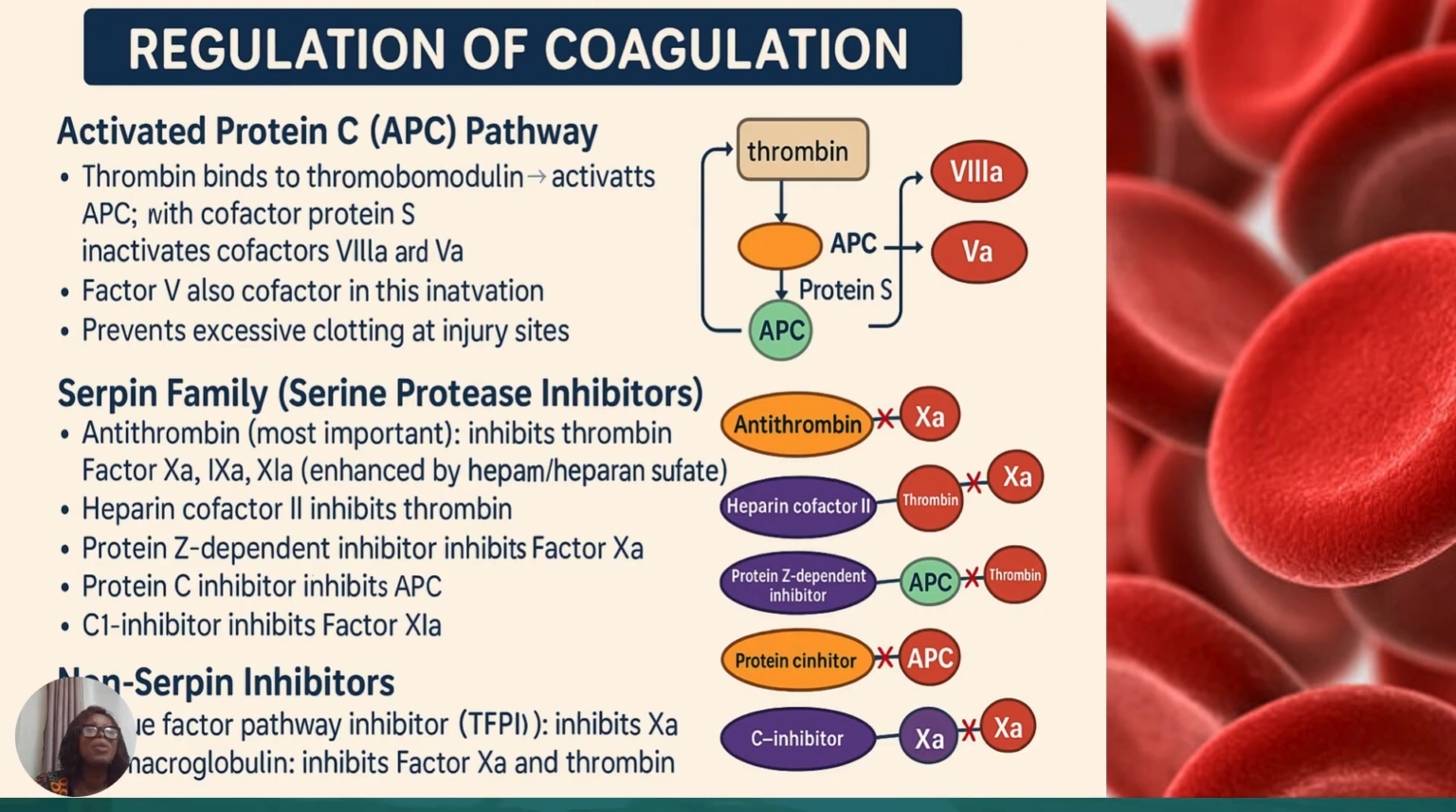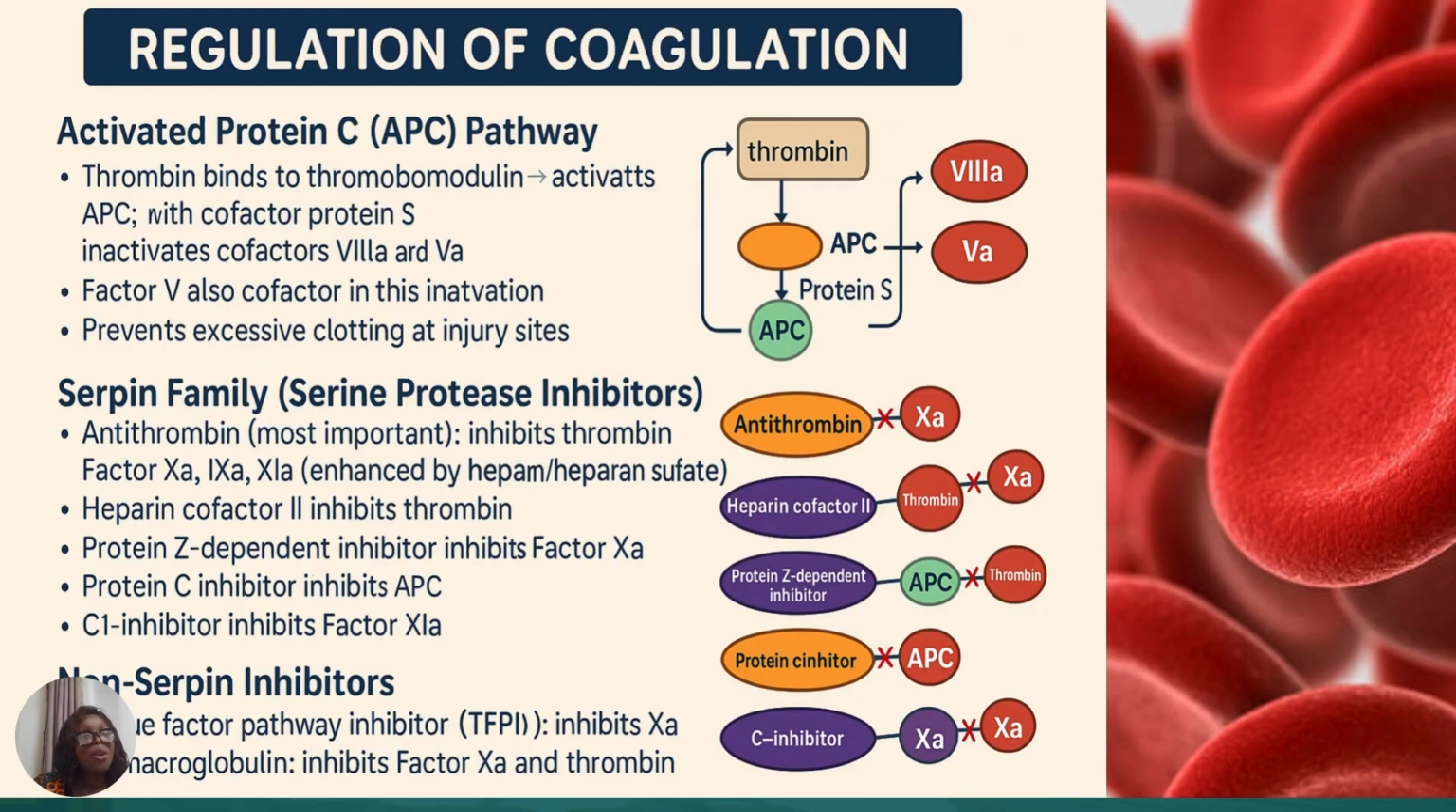Okay. Now, there's also the second method, by use of the serpin family, that is serine protease inhibitors. This involves particularly antithrombin. This is the main protein in this particular pathway. The antithrombin goes straight to inhibit thrombin, the formation of thrombin, and it can also inhibit the formation of activated factor 10, activated factor 9, and activated factor 11. And then you have some other proteins in this particular set: protein Z dependent inhibitor that inhibits factor 10, then protein C inhibitor that inhibits activated protein C, and also C1 inhibitor that inhibits factor 11.